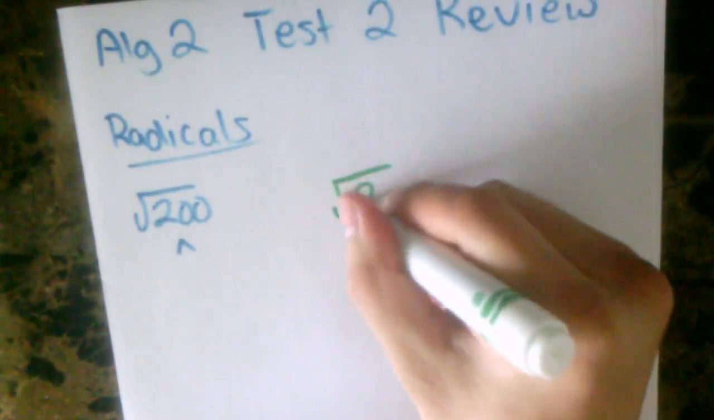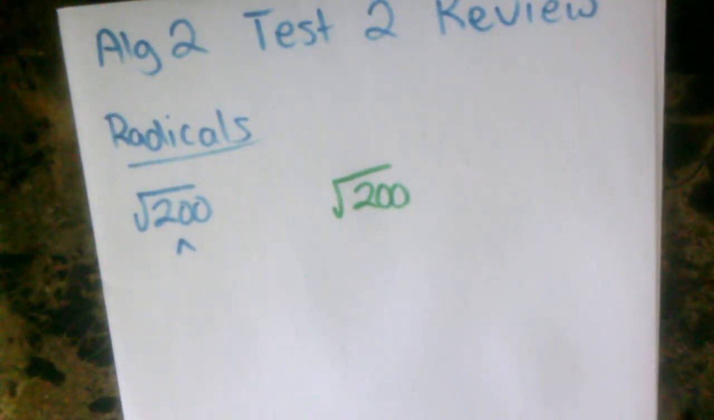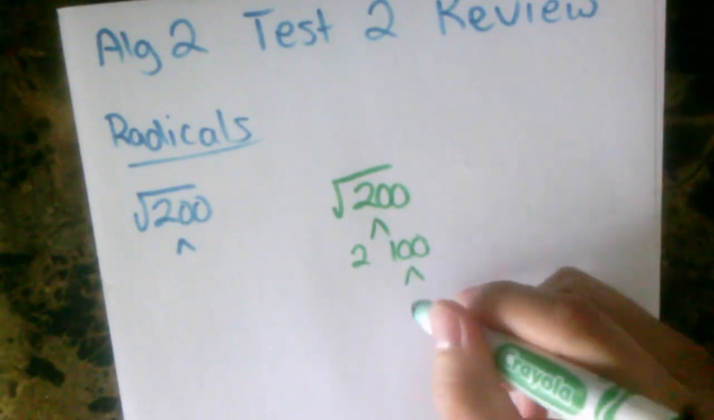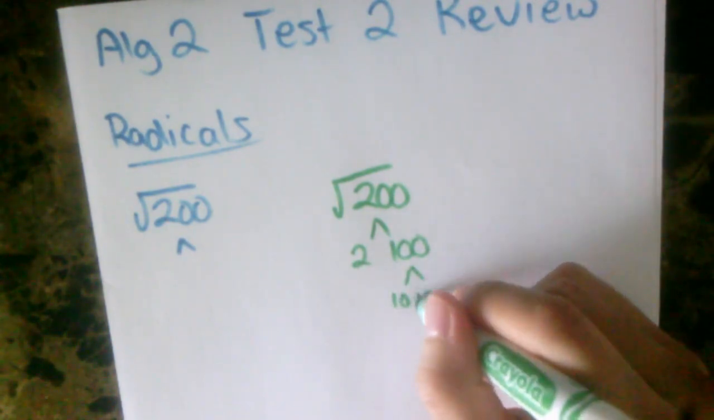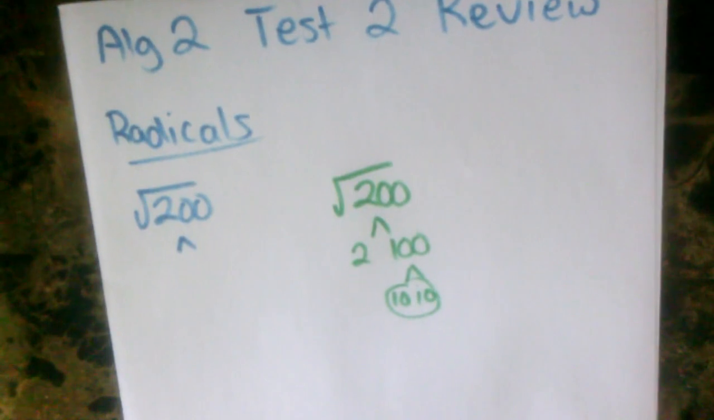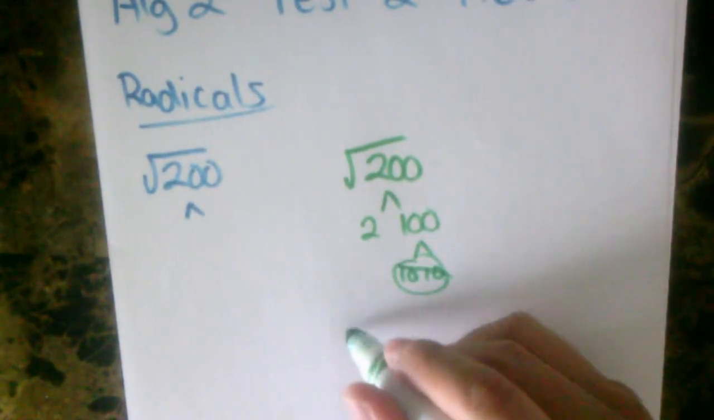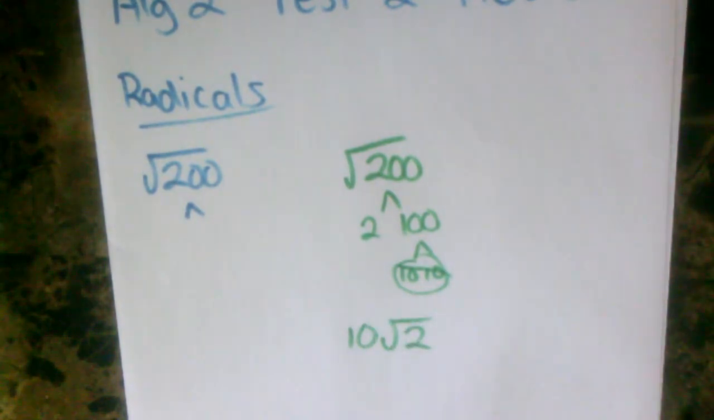You could absolutely deal with this and bring it down to all its prime factors, or you can simplify this and realize that there are earlier pairs that you can deal with. So the quickest way would be to realize that this is 2 times 100, 100 being a perfect square. Because it's a perfect square, you can go ahead and pull out for each pair, pull out one of that number, and then 10 root 2.